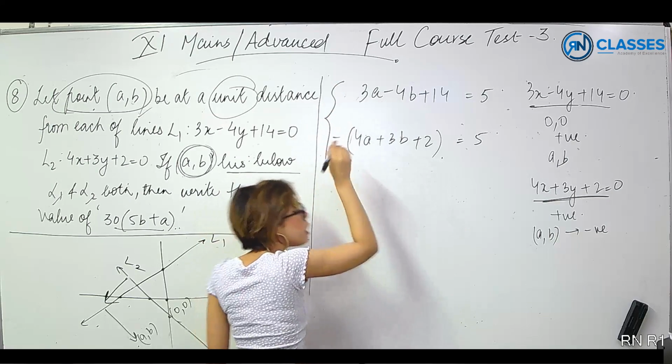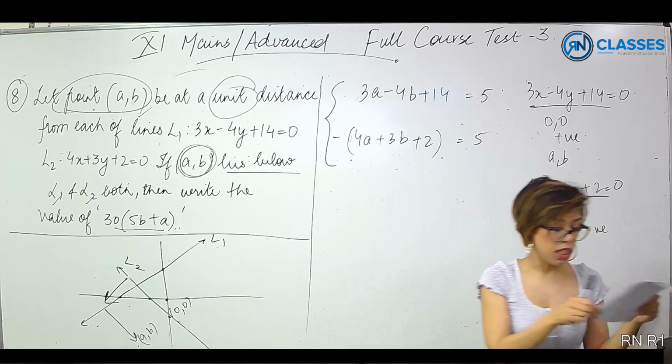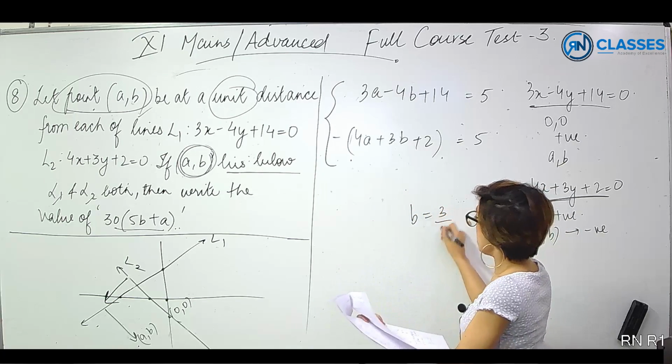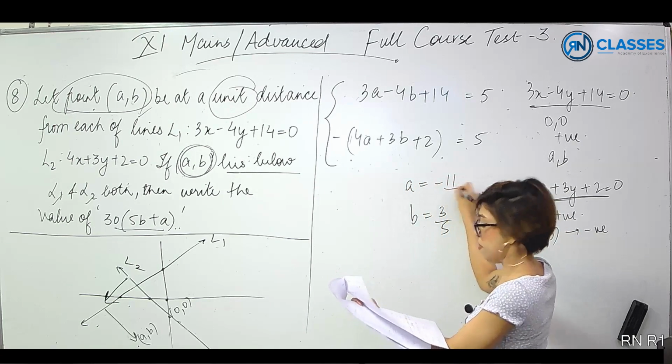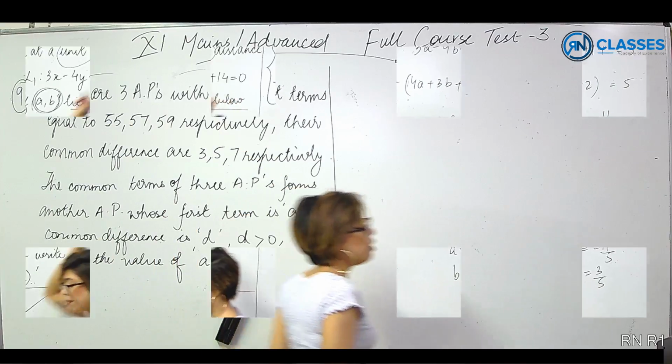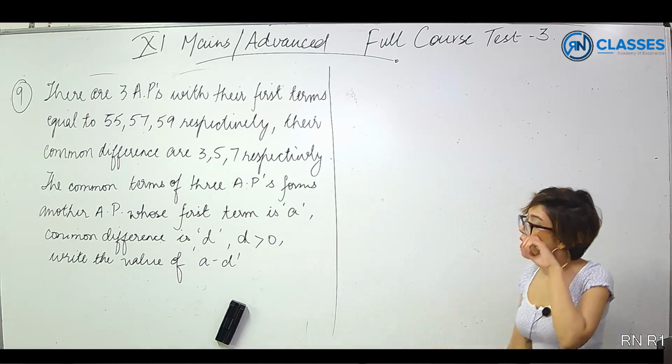Now you have two linear equations, you can solve them. b turns out to be 3 by 5, and a comes out to be minus 11 by 5. That is why the answer is 24. Alright, on to the next one.